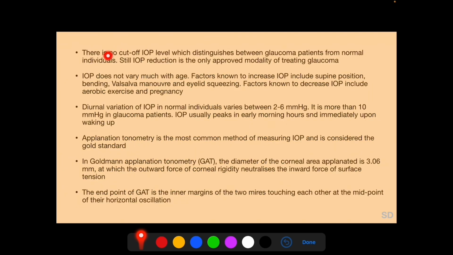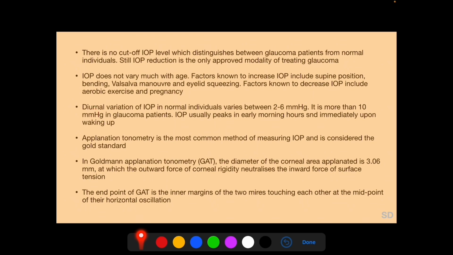There is no cutoff intraocular pressure level which distinguishes between glaucoma patients and normal individuals. Still, IOP reduction is the only approved modality of treating glaucoma. IOP does not vary much with age. Factors known to increase intraocular pressure include supine position, bending, Valsalva maneuver, and eyelid squeezing. Factors known to decrease intraocular pressure include aerobic exercise and pregnancy.